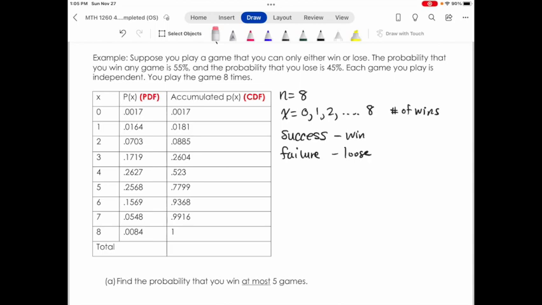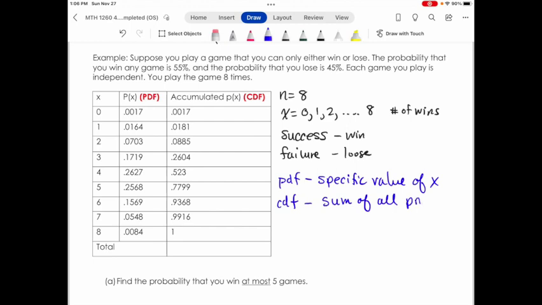So this is the difference between the PDF and the CDF. The PDF is the probability for a specific value of x. And then your CDF tells you the sum of all the probabilities from 0 up to that value of x that you're looking for. For example, we just talked about x equal to 5. If I look at the CDF column, x equal to 5 means all of the probabilities for the individual values of x are added up.